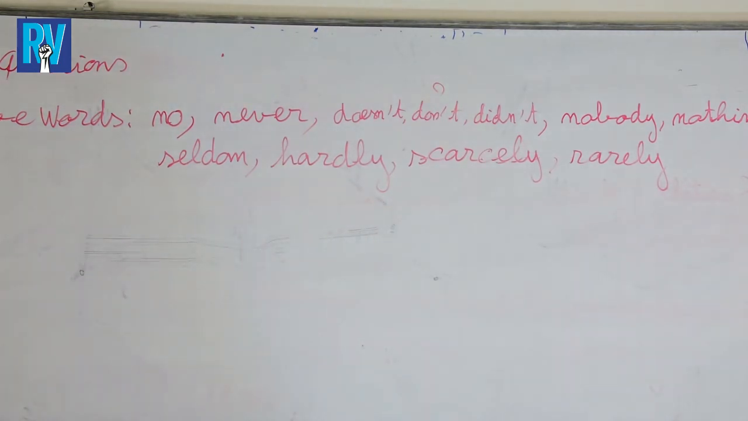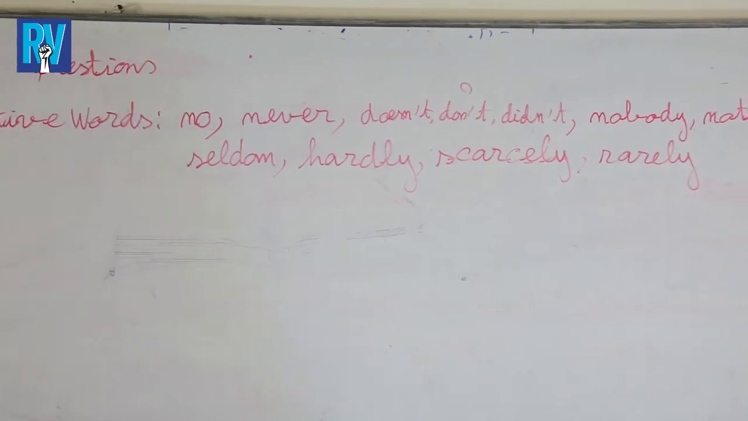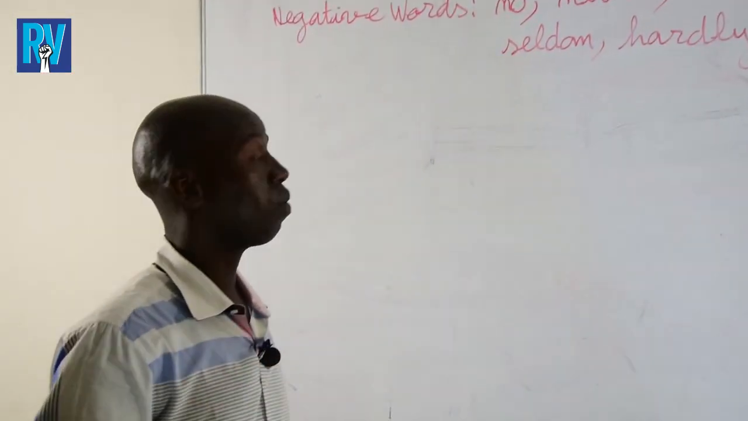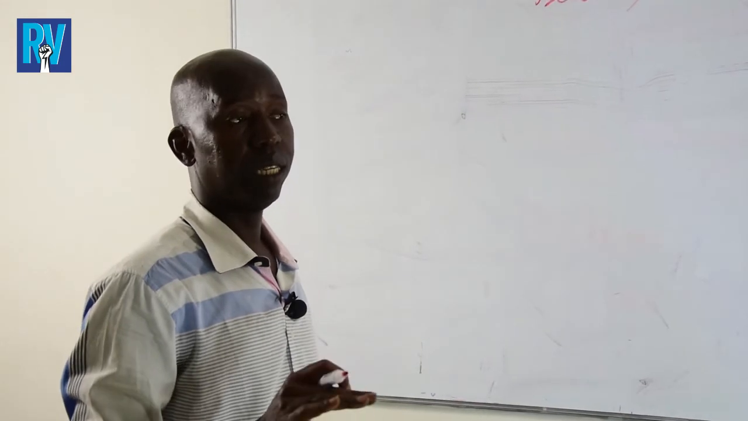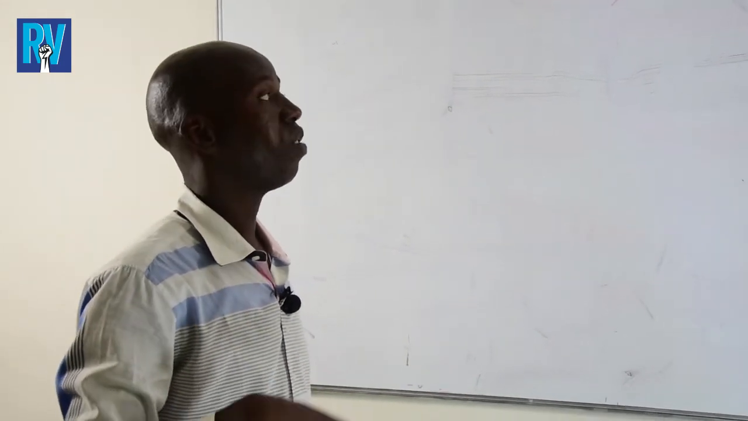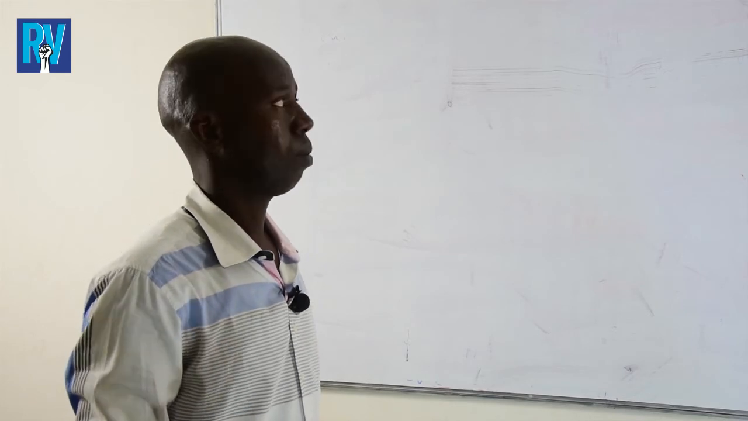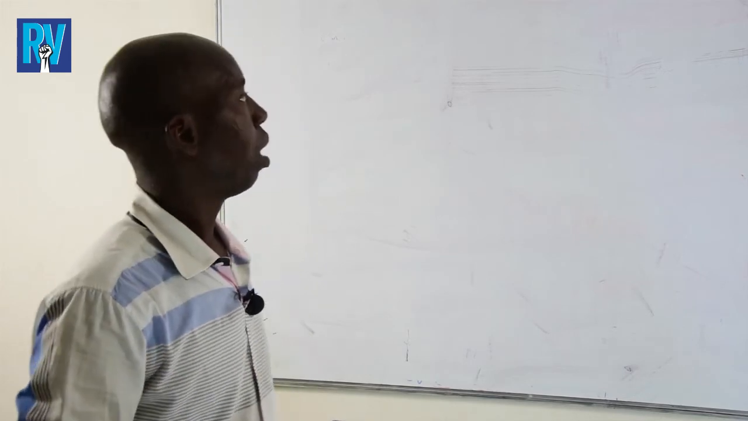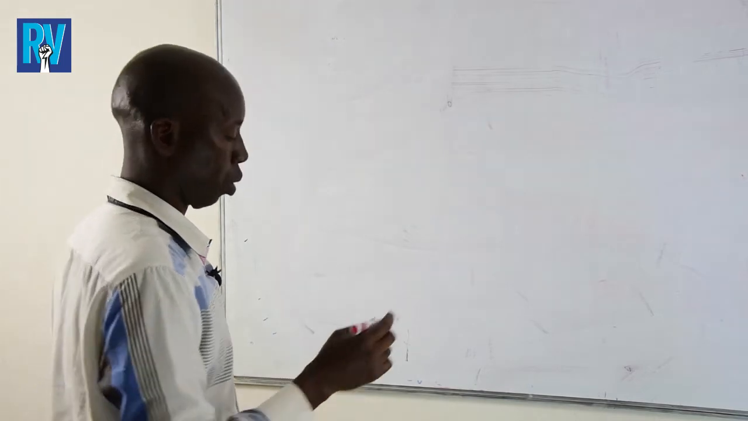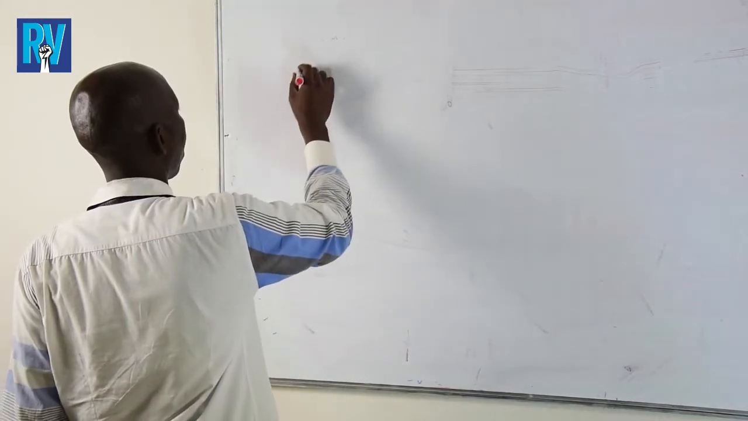These are negative words. Whenever you have them in your sentence, ce sont des mots négatifs. Quand vous les avez dans votre phrase, dites-vous que vous avez une phrase négative et vous devez avoir contact à la forme affirmative. Okay, another thing, une autre chose aussi à savoir.